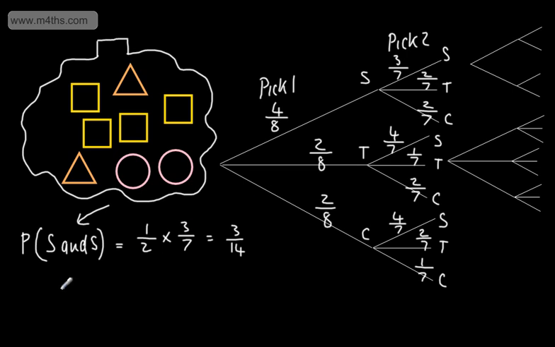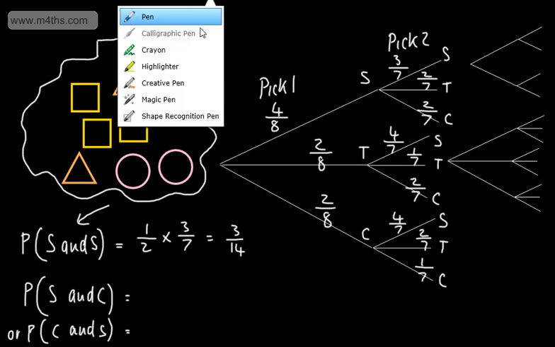If I said now the probability of 1 square and 1 circle, we could have the probability of a square and a circle, or we could have now the probability of a circle and a square. These will give us the same probabilities. I'm just going to go through them as they are, but you can do 2 lots of either one. So if we look at this one, and I'll just highlight what I'm going to do here, I'm going to look at 2 different branches.